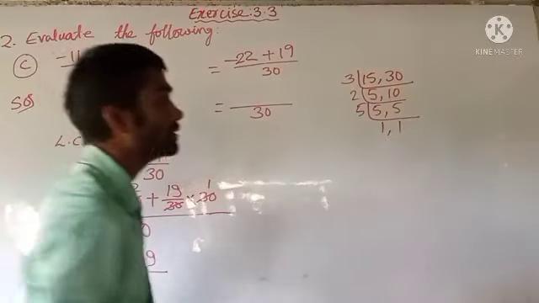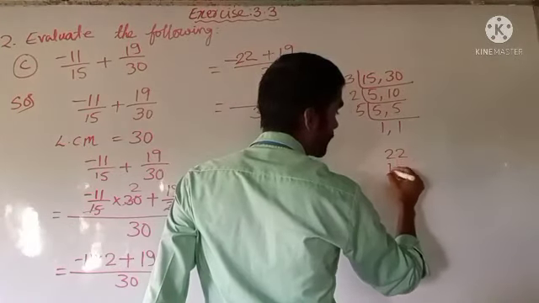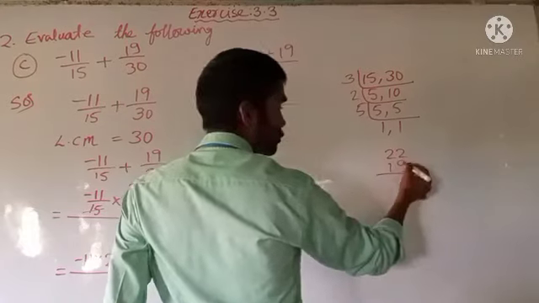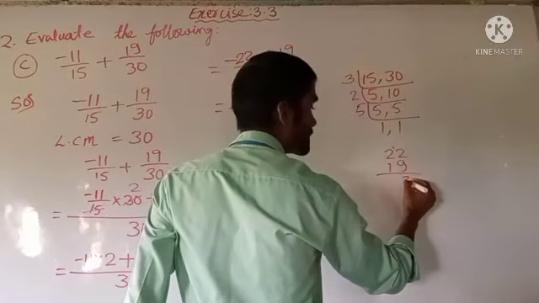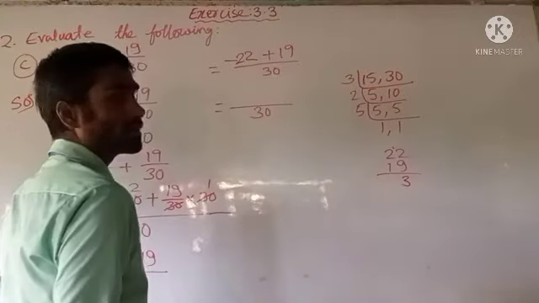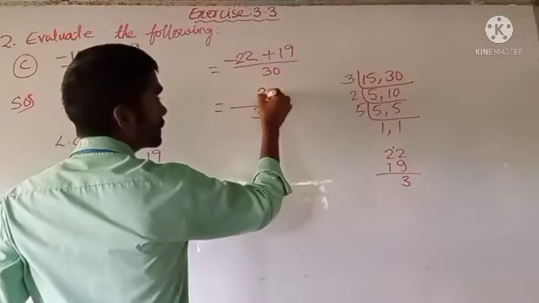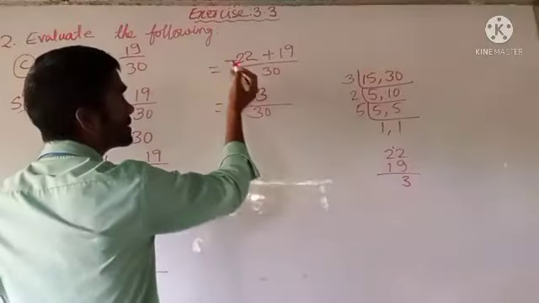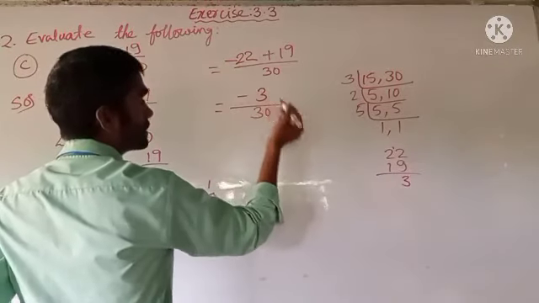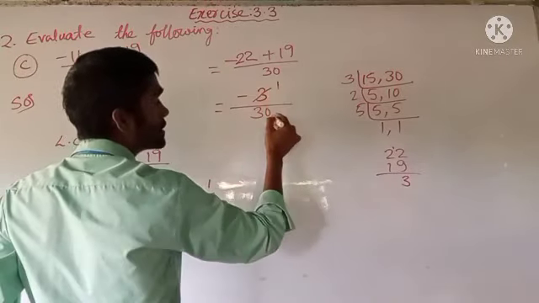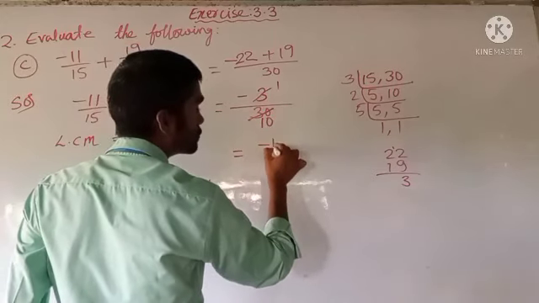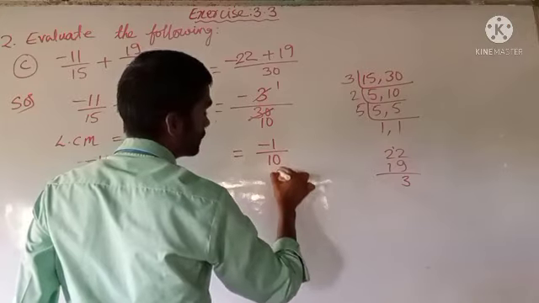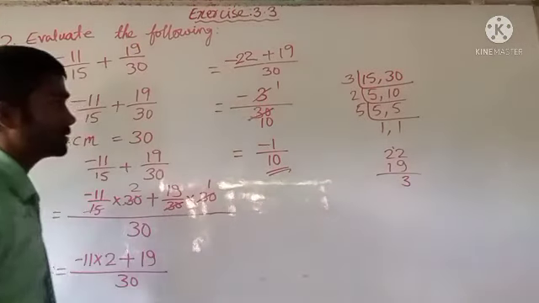Now 22 minus 19, so let us subtract it. 22 minus 19, 2 minus 9 we cannot, we will take 1 from here, it will become 12. 12 minus 9 it is 3, and here 1 minus 1 is 0. So here we got 3. Now the sign of greater integer is minus, so minus. Now 3 1 times it is 3, 3 10 times it is 30. So we got here the answer, that is minus 1 by 10. This is our required answer.